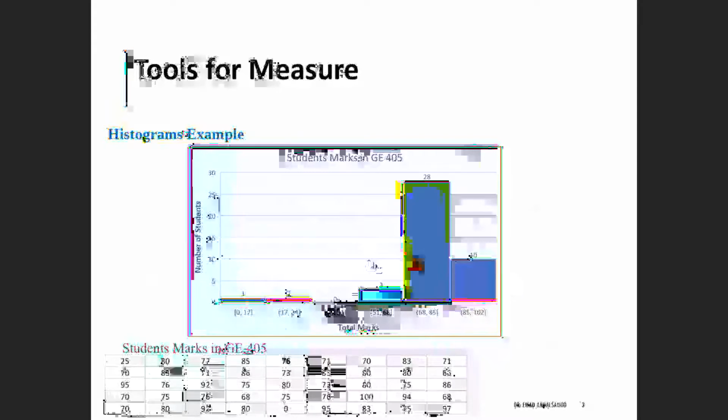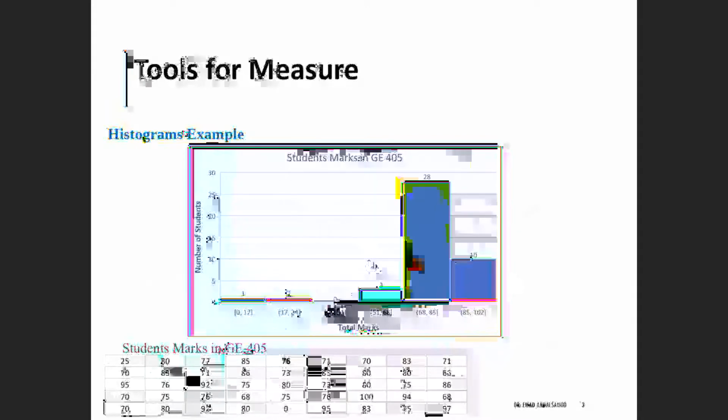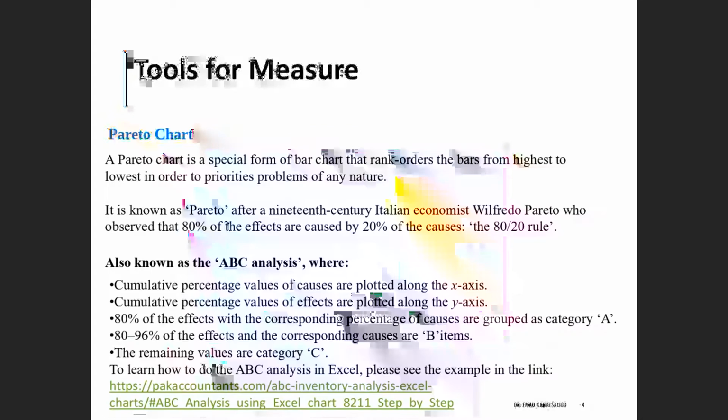So all this information, I could find it easily by just looking at a histogram graph. Another tool that is similar to the histogram, and I intentionally added it here in this sequence, is the Pareto analysis. The Pareto analysis uses the same concept of a bar chart, but the way it is represented is different. The way you look into the data and interpret it is different.